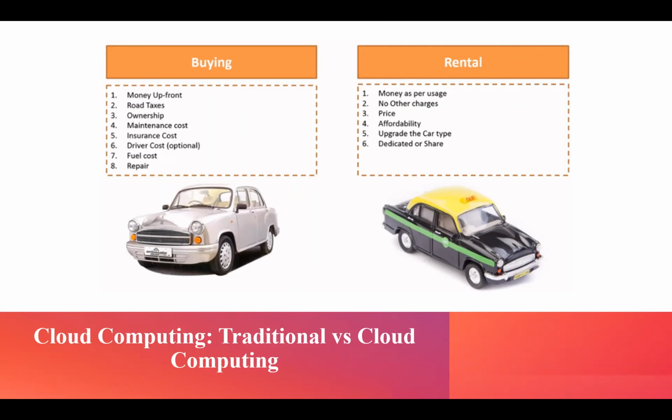Sometimes you will get discounts as well, and you can easily upgrade the car types. You can go for shared pools, a dedicated car. You can upgrade your cars like 5 seaters, 7 seaters, and choose what type of luxurious car you want to book. That is up to your wish, sir. So a very simple understanding: buying a car is traditional, going for rental is cloud computing.